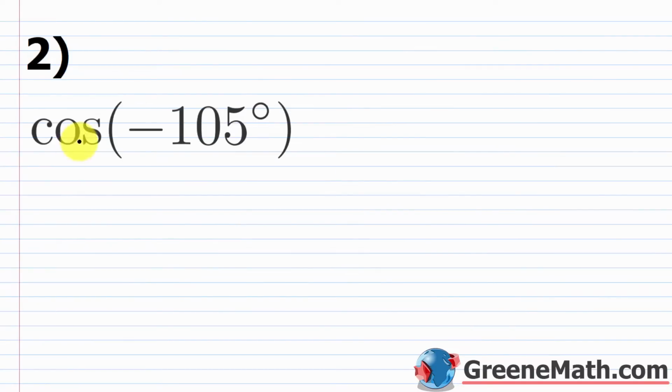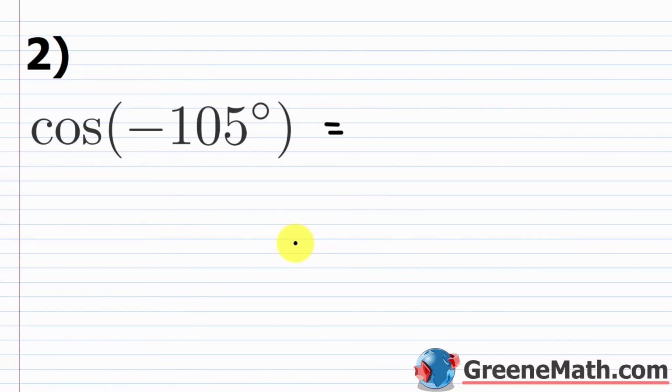So now we have the cosine of negative 105 degrees. Now you could work with the coterminal angle. If you took negative 105 degrees and you added 360 degrees, you would get 255 degrees. Now you might stop and say, didn't we just do that? The answer is yes. We just found that answer. But we're going to do this in a different way. So I'm not going to use the coterminal angle.